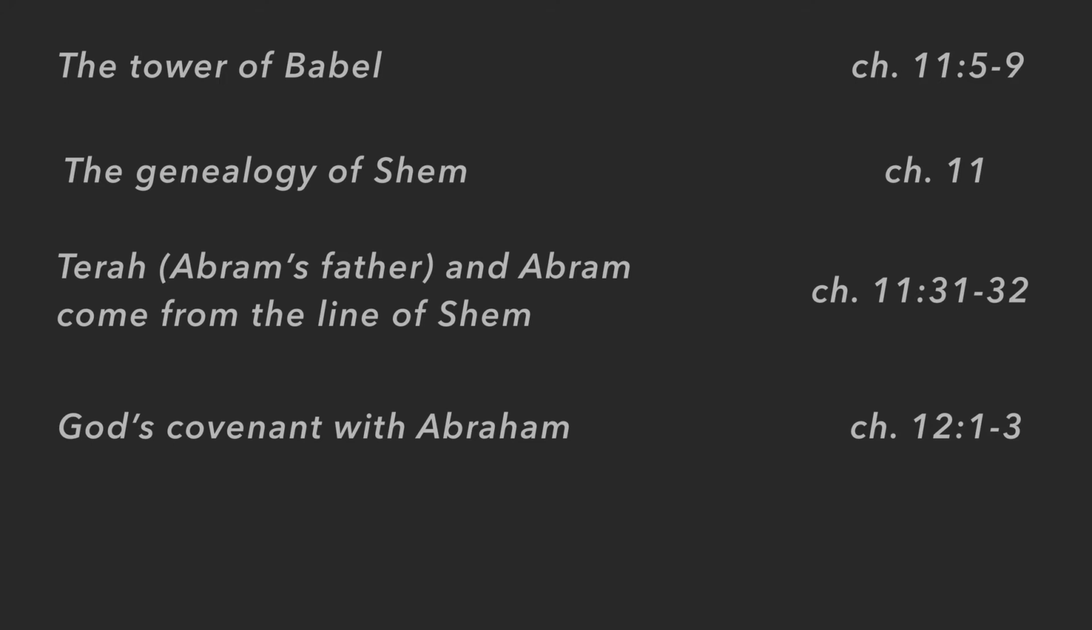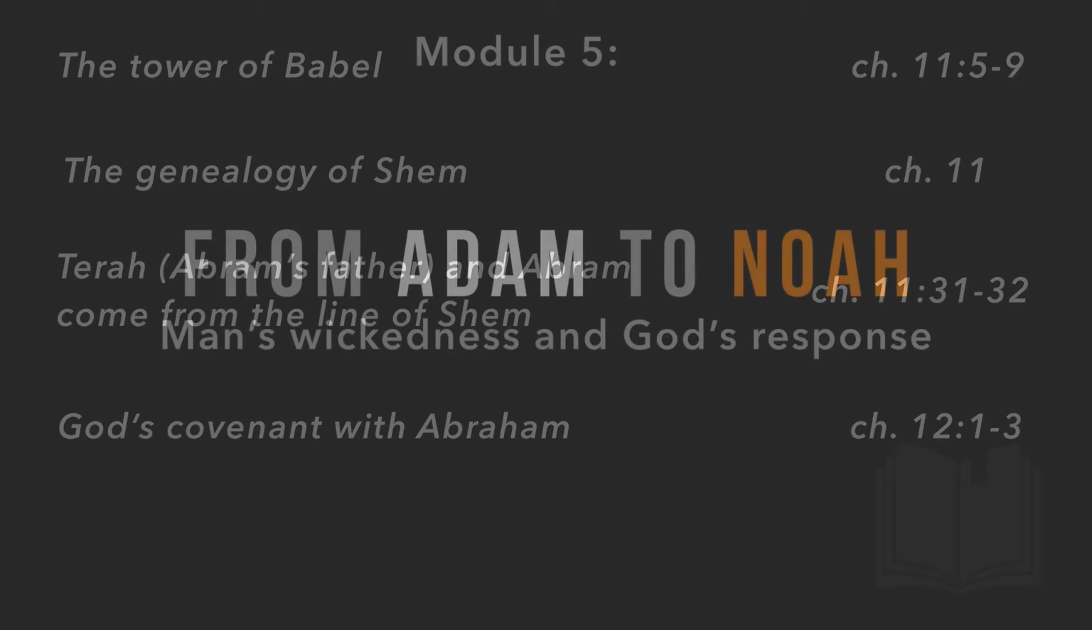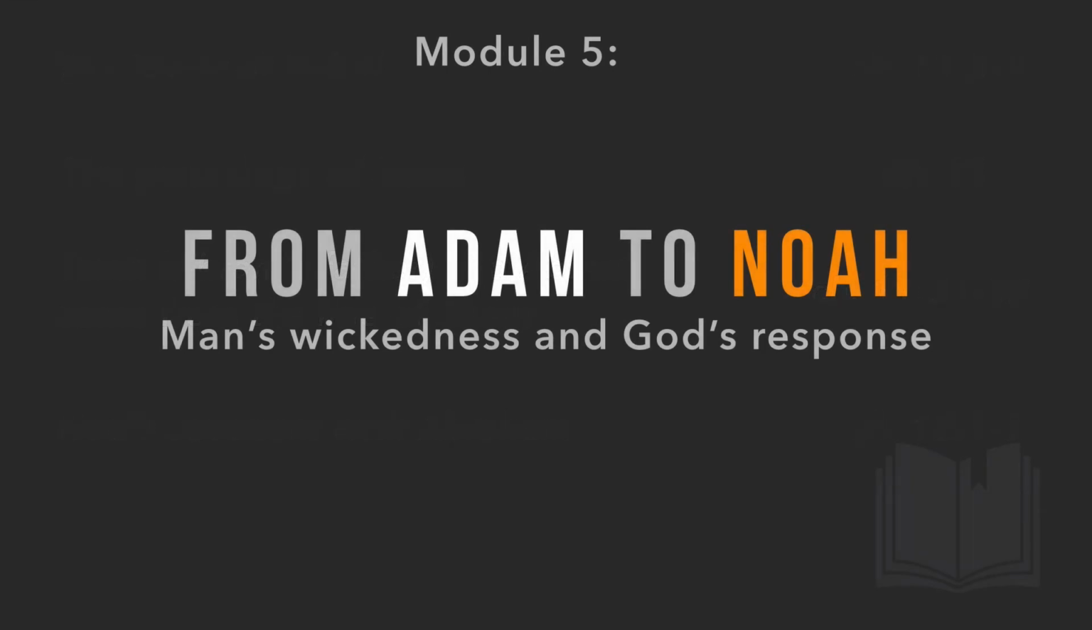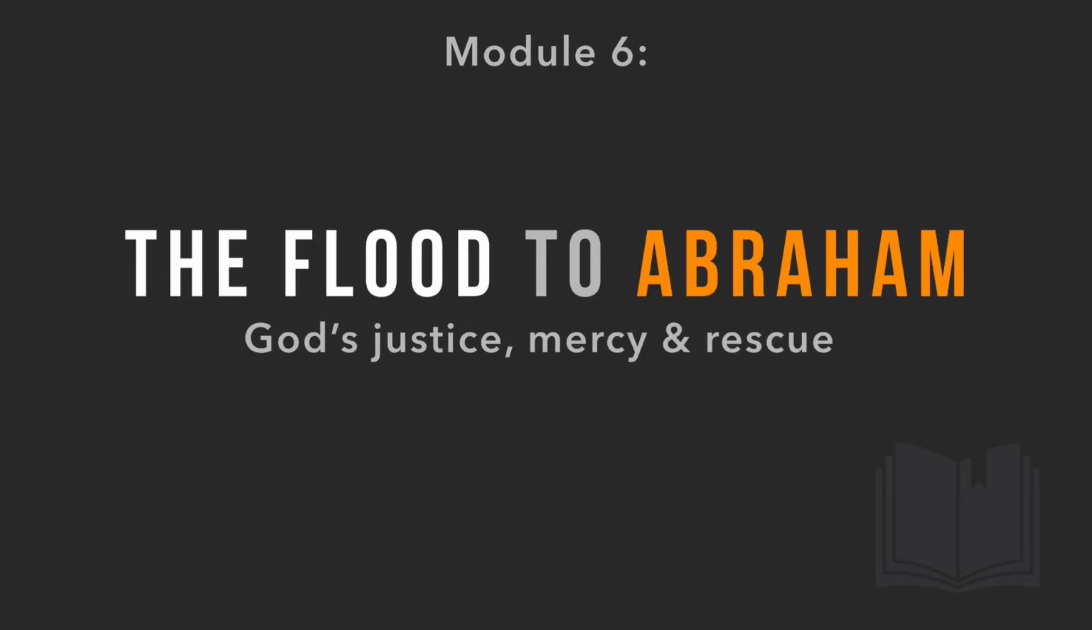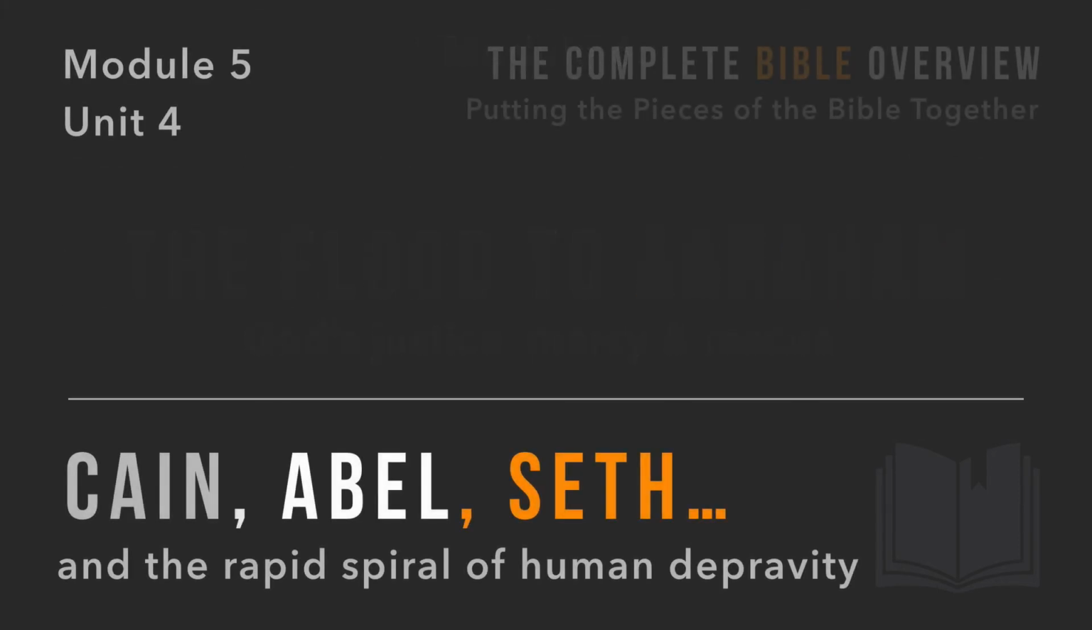So here's our plan, right? In module 5, we're going to go from Adam up to Noah. We're going to look at man's wickedness, and we're looking at God's response. And then in module 6, we're going to go from the flood all the way up to Abraham. So that's our course for the next two modules. So let's begin to dive into these events as we go into Unit 4. We want to look at Cain, Abel, Seth, and the rapid spiral of human depravity.